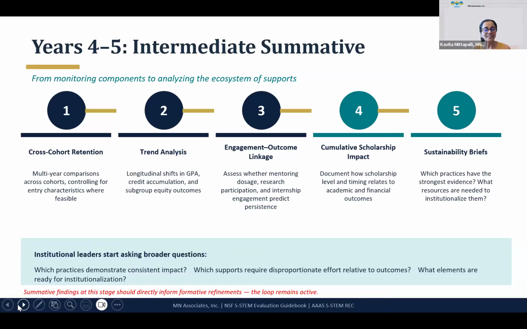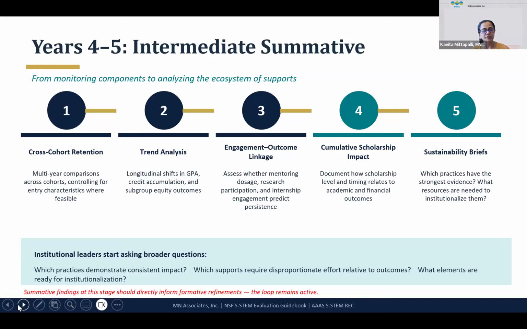So this is also when the institutional leaders and the project team members start asking the right questions. What practices demonstrate consistent impact or effectiveness, which require disproportionate effort related to the outcomes? What is ready for institutionalization? What do we keep? What do we change? What do we get rid of? What are those fundamental changes that we need to make in years 4 and 5?